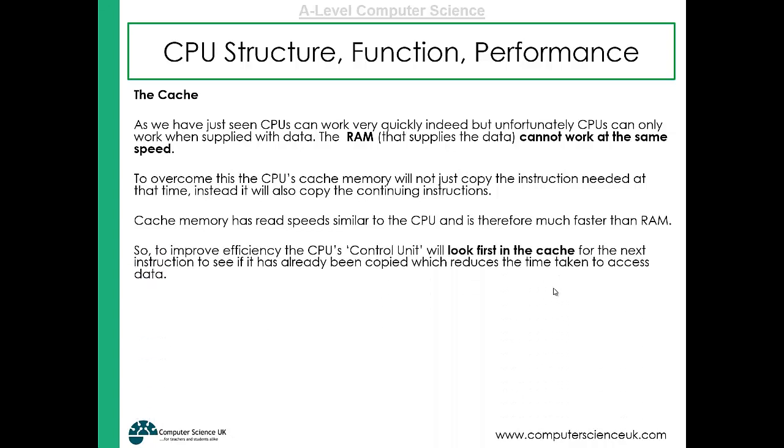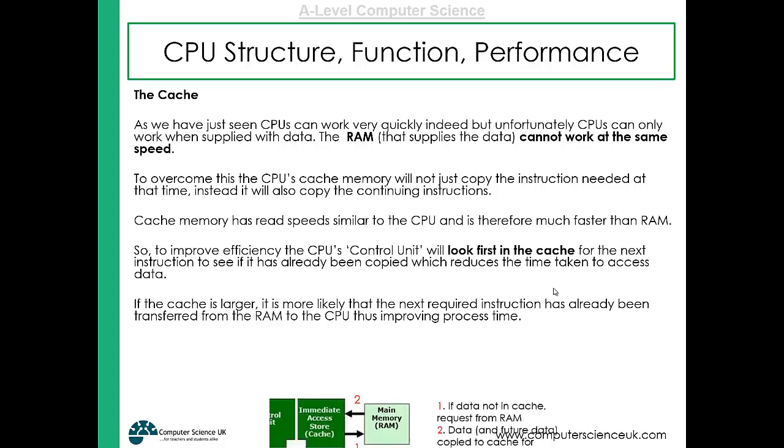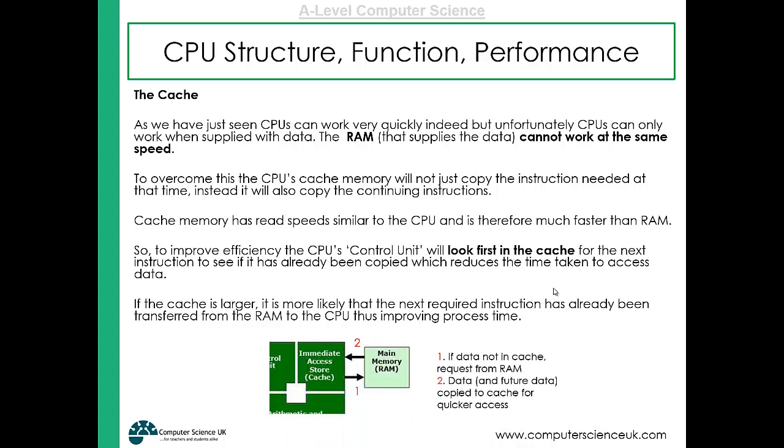So to improve efficiencies, the CPU's control unit will first look in the cache for the next instruction to see if it's already been copied, which reduces the time taken to access the data. And if the cache is larger, it's therefore much more likely that the next instruction that it needs will already be transferred from the RAM to the cache, and therefore the CPU can continue to work at a really fast rate. So the larger the cache, the more chance that next instruction is there ready to be executed. So if the data is not in the cache, request it from the RAM. Data and future data is copied to the cache for quicker access.